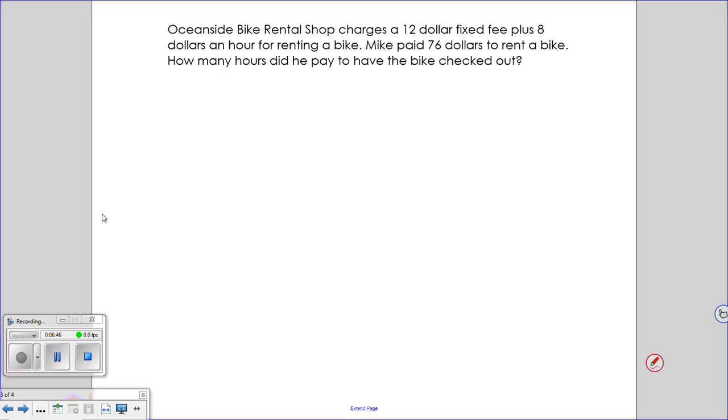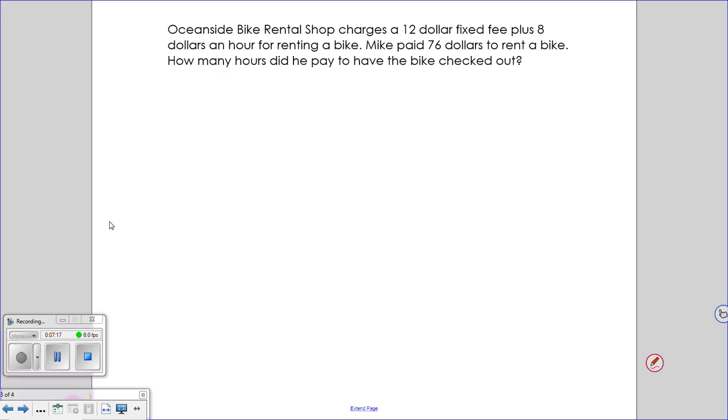Okay. We're all there? Alright, what's the very first step to solving a bar modeling problem, or any word problem for that matter? Susanna? You've got to read it. Okay? Oceanside Bike Rental Shop charges a $12 fixed fee. What that means, fixed fee, that means that anytime you go to that shop and you say, hey, I want to check out a bike, they're going to say, okay, first cost is $12.